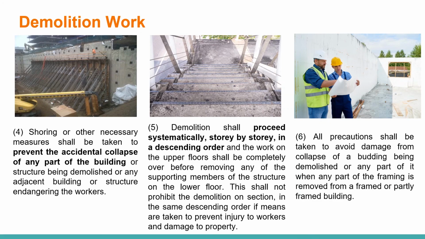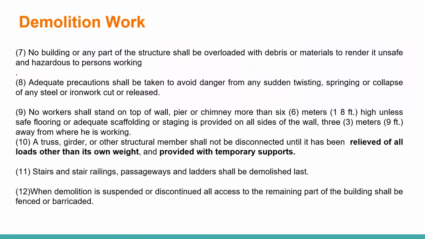Sixth, all precautions shall be taken to prevent damage from collapse of a building being demolished, or any part of it, when any part of the framing is removed from a framed or partly framed building. Seventh, no building or any part of the structure shall be overloaded with debris or materials so as to render it unsafe and hazardous to persons working. Eighth, adequate precautions shall be taken to avoid danger from any sudden twisting, springing, or collapse of any steel or ironwork cut or released.